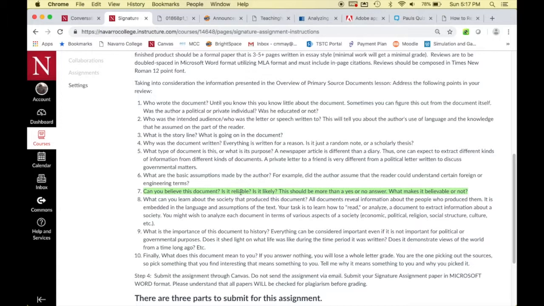So really, it's a question of biases. And so rather than the question, can you believe this document? Perhaps you should ask, is this author biased? And is that bias apparent in this document? The last three questions all go to more wider analysis. Now that we've broken down the document itself, question number 8 asks, what can we learn about the society that produced this document?